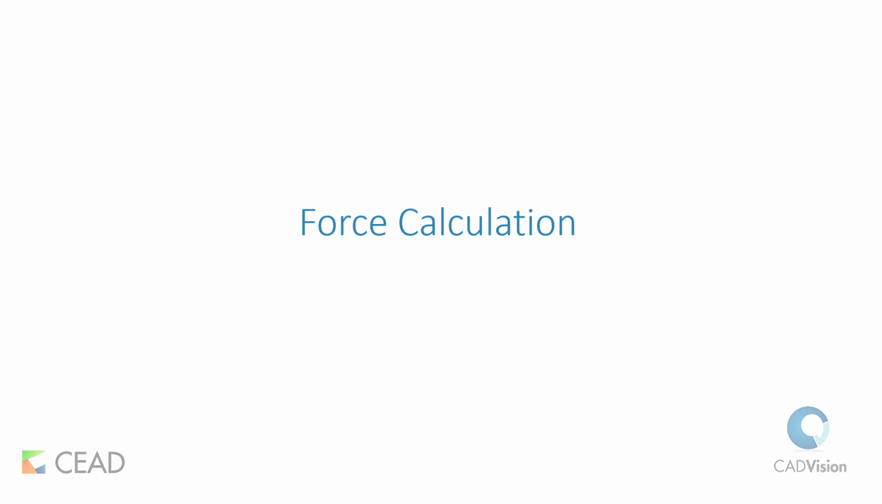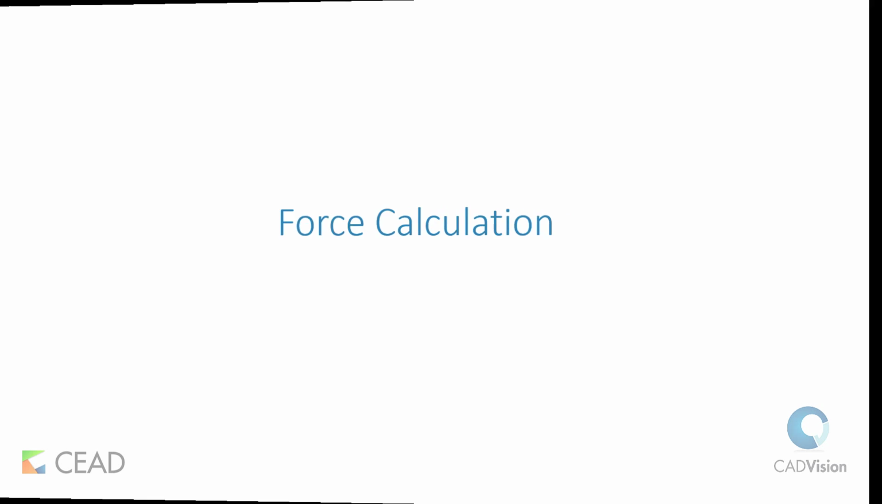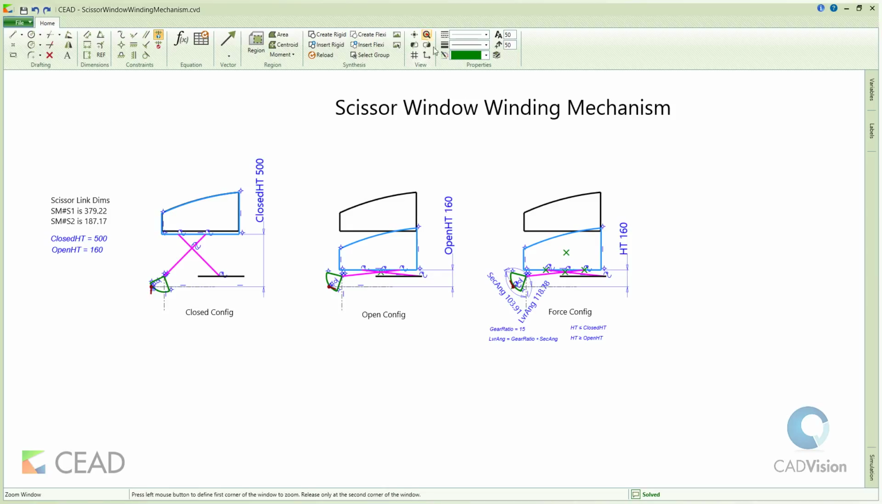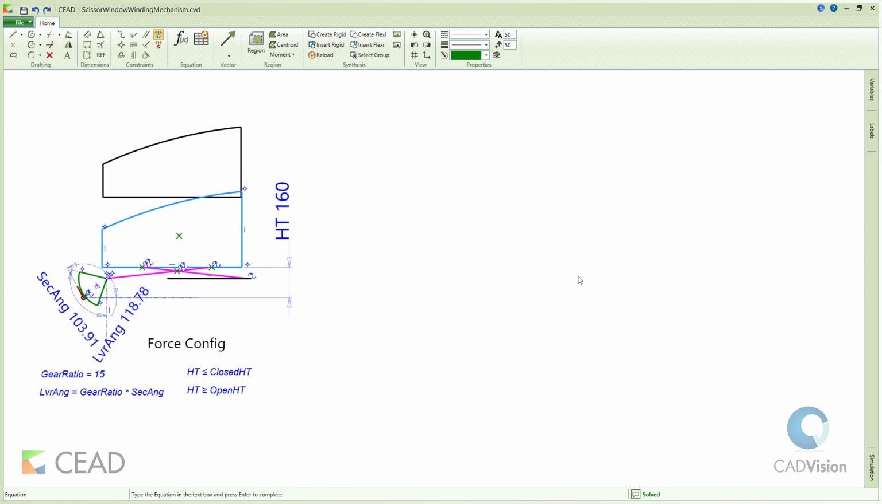Force calculations. Here we compute the effort needed at the end of the lever to lift the glass. To do this, we create a new force configuration, then take individual links of the mechanism and create free body diagrams for each of them starting with the glass.